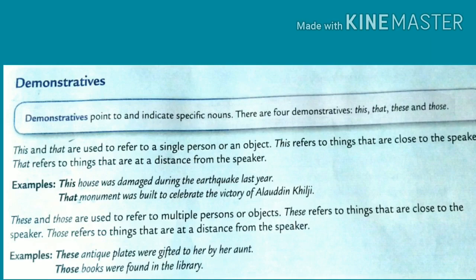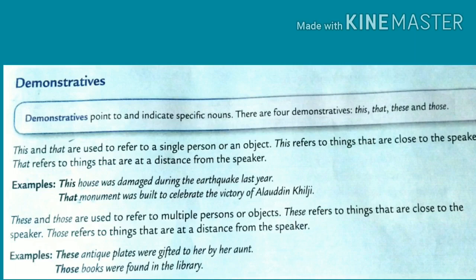Example: This house was damaged during the earthquake last year. He mentions this house, which means the house which is near to him was damaged during the earthquake last year. Next example: That monument was built to celebrate the victory of Alauddin Khilji. That monument is distant from the speaker, not close to them. That monument was built for what? To celebrate the victory of Alauddin Khilji. That monument is not near to them, so they used the demonstrative that.